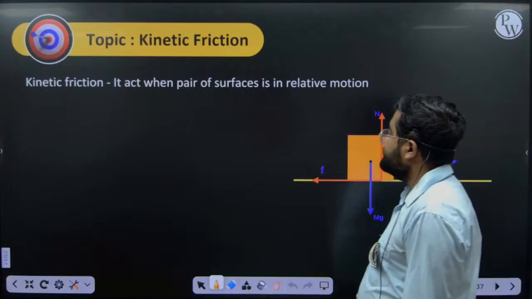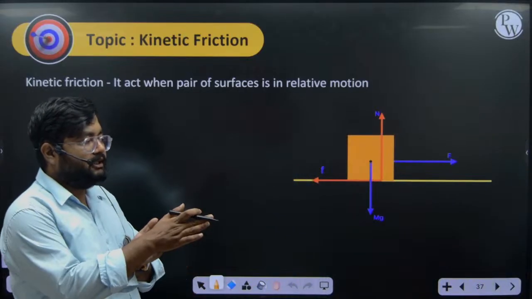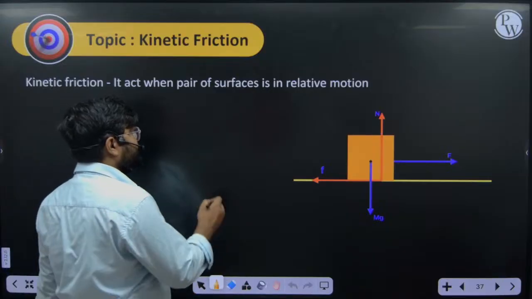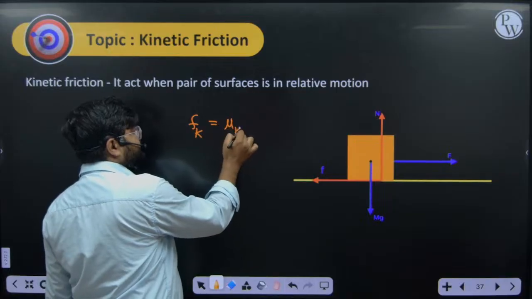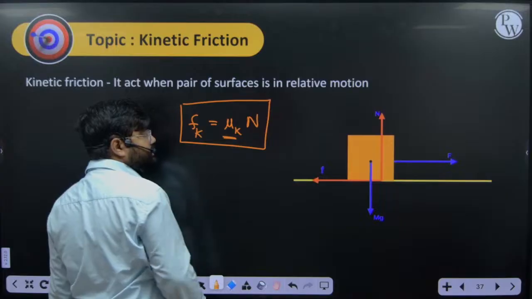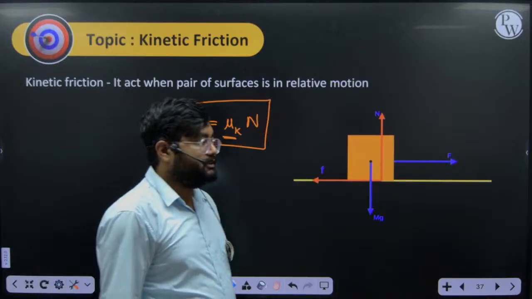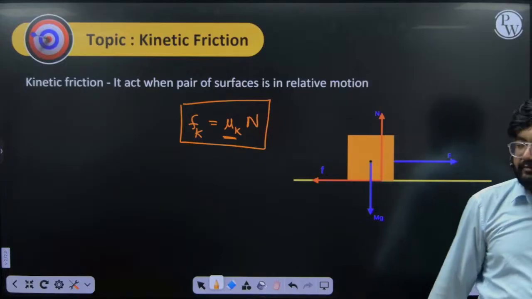Kinetic friction. Kinetic friction acts when the bodies are doing relative motion. There is no other choice for friction. Friction cannot stop them. And this is a similar formula, mu k into N. Mu k is the coefficient of kinetic friction, again unitless as well as dimensionless.